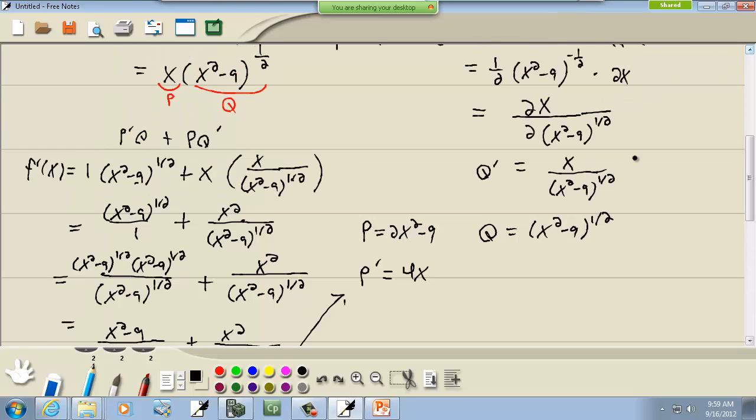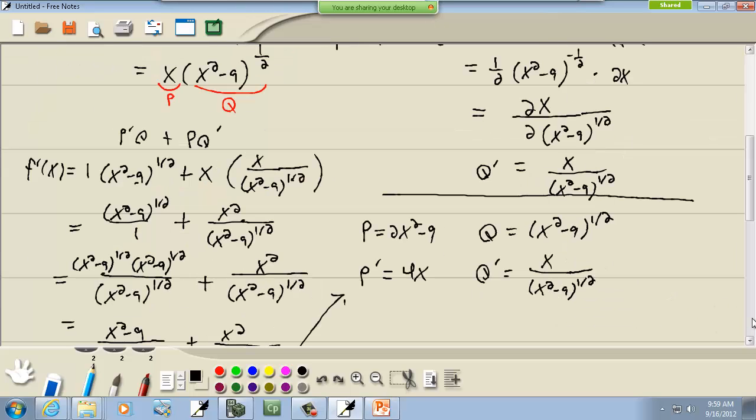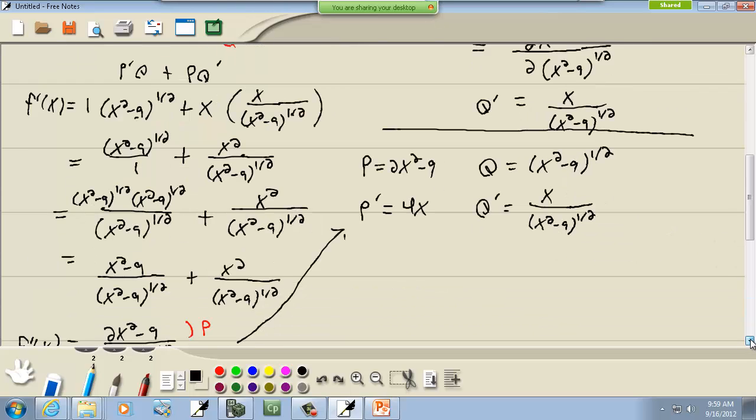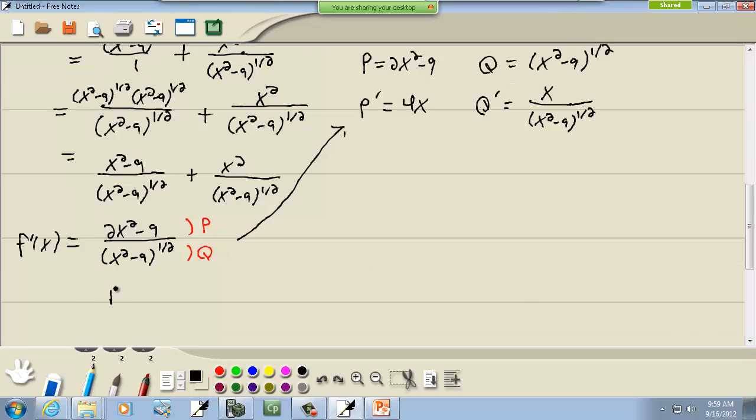If I scroll up a little bit, we've already found that. That's this right here. So Q prime is equal to x over x squared minus 9 to the 1/2. It's the same thing as it was before, right? We're just going to do something a little bit different with it this time. Okay, so our formula is p prime q minus p q prime over q squared.